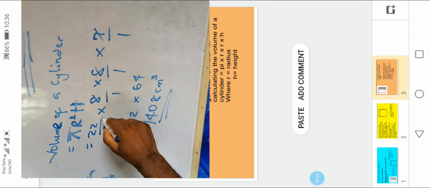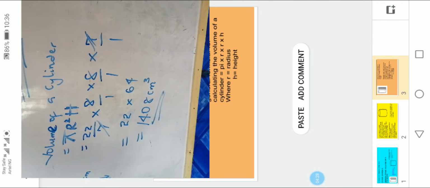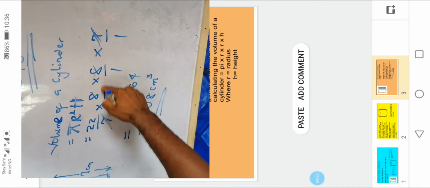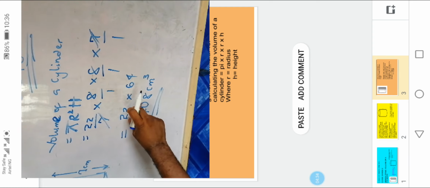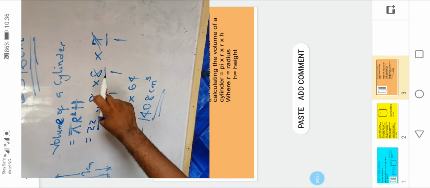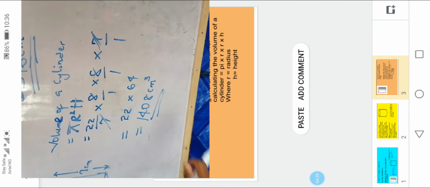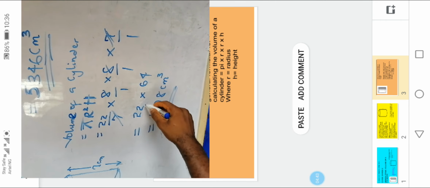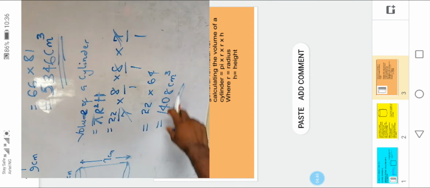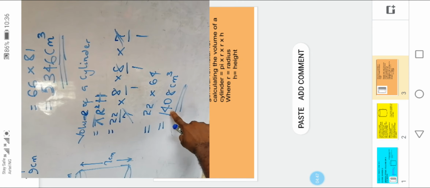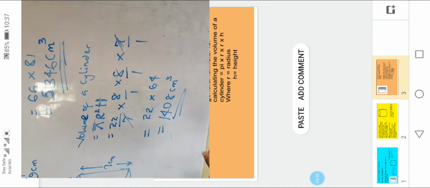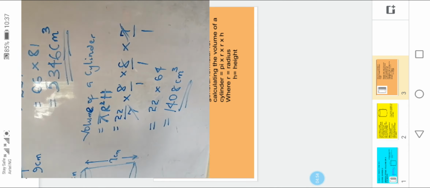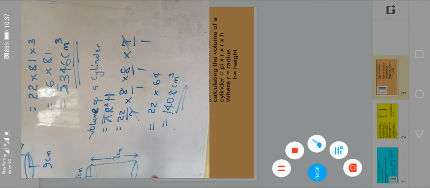So we'll say 7 cancels 7. So we are left with 22 multiplied by 8 multiplied by 8. 8 times 8 is 64, we could say 8 squared, that's 64. Then 22 multiplied by 64 should give us 1,408. So I want to believe we all understand this.